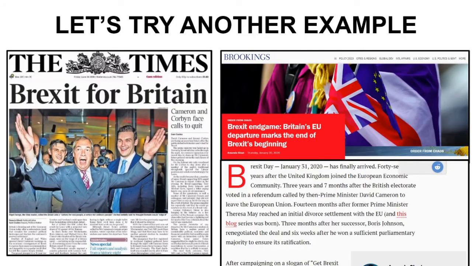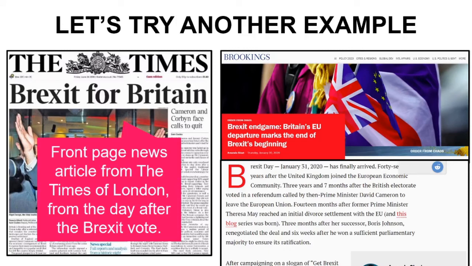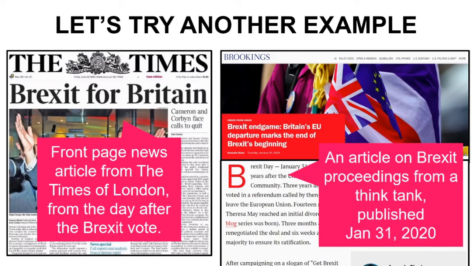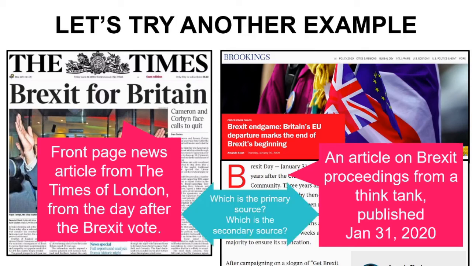Let's try a trickier example. We have two articles here. The one on the left is a front page news article from the Times of London. It was published the day after the vote on the Brexit referendum, and it just talks about the results of the vote and what it could mean for the future. The article on the right is about Brexit proceedings from a think tank, the Brookings Institution, which was published on January 31st, 2020, and it talks about what's happened so far and what that could mean for the future. So, which is the primary source and which is the secondary source? You can pause the video if you want to think about it, but here are the answers.